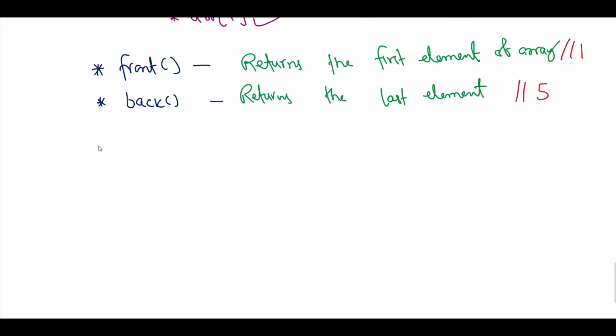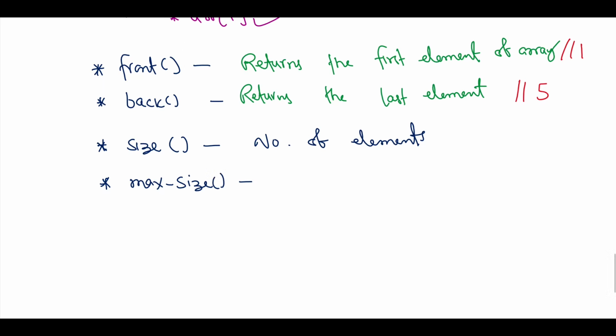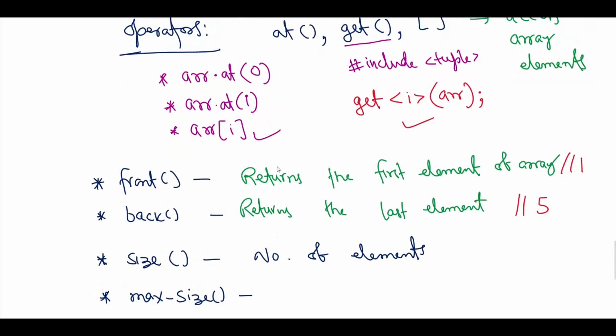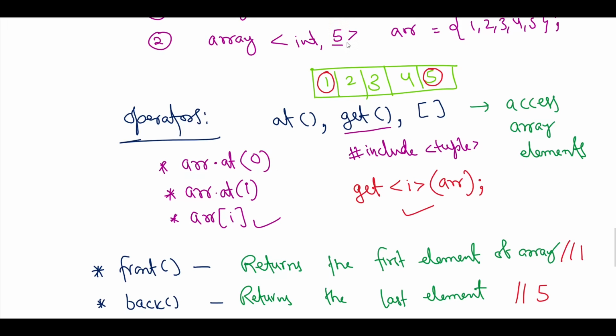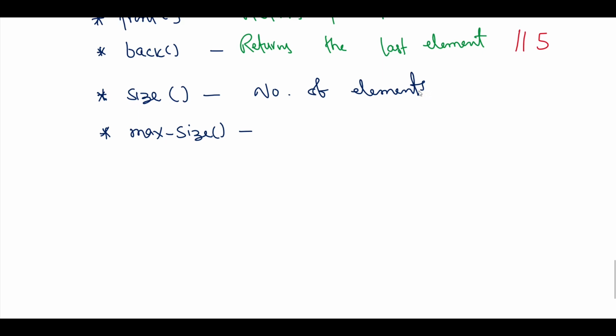So one of the functions is size and this will return the number of elements in the array. There is a similar function which is called max underscore size. So you might be confused between these two functions sometimes, but size is returning the number of elements present in the array at a time, and max size is going to return the maximum number of elements that the array can hold. So it's basically going to return the size that we have declared here, which is 5, or at this moment because this array has 5 elements, so size will also return 5, and max size will also return 5.